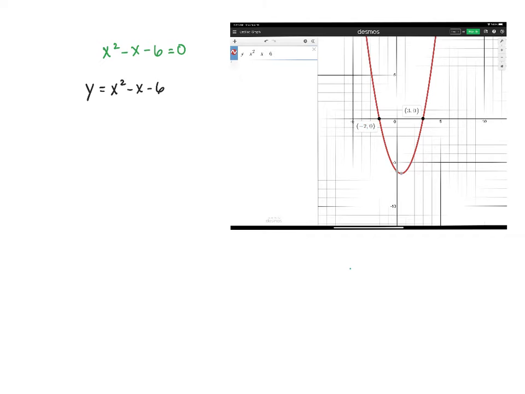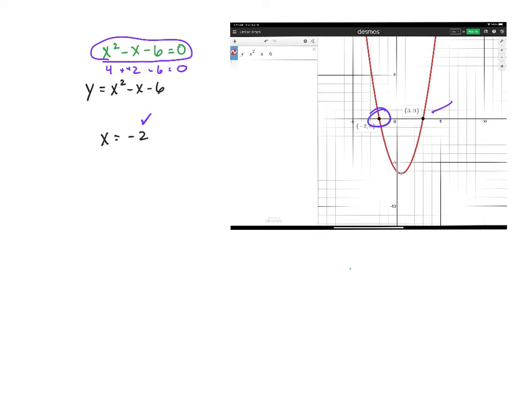And so, the answers: x is either negative 2, because if I substitute a negative 2 into this green equation, I'm going to do it here. Negative 2 squared is 4 minus negative 2, so that double negative gives me a 6. Take away 6 equals 0. Negative 2 is a solution.